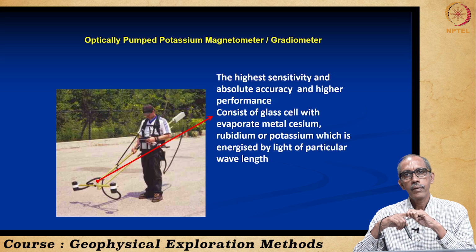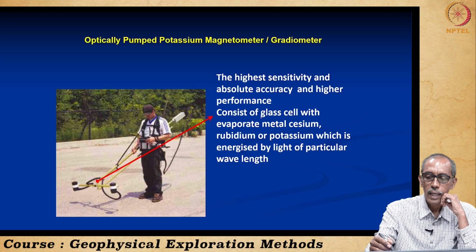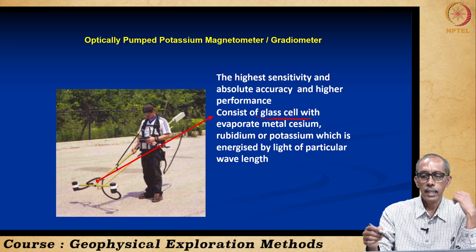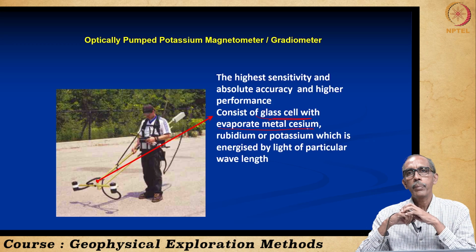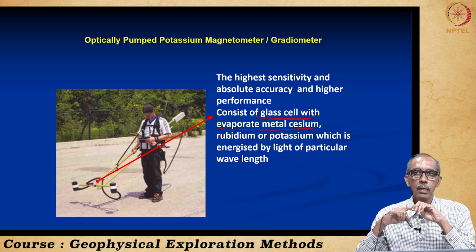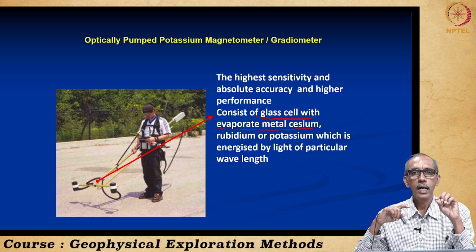Then the next method is known as the optically pumped magnetometer. It is of highest accuracy as well as sensitivity. This consists of a glass vial. Previously it was filled with liquid, whereas here it is filled with the vapor of some metals, maybe cesium, rubidium or potassium. These vapors, in the form of gas, will be energized with the help of a light.